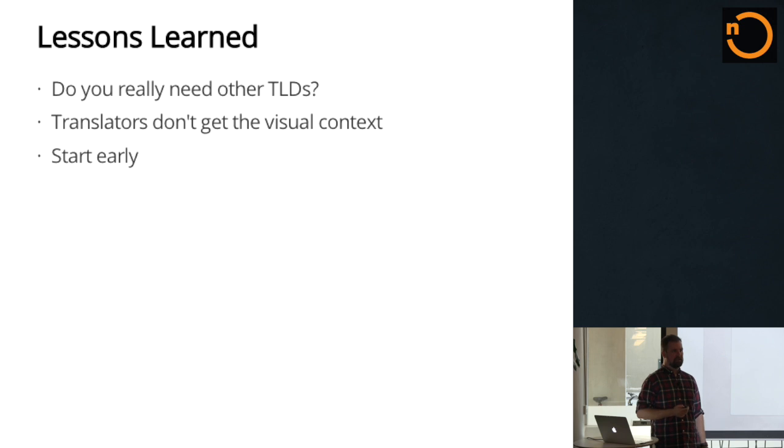The lessons learned: if we had a time machine, I would ask really loudly, do you really need multiple TLDs? I don't know, but if you can get away without doing it, you're going to save a lot of complexity. We also learned that translators don't get the visual context for things. We support free and paid events, and that means we have labels on the site for buttons that say free or paid. In English that's really obvious, looking at the visual context. In other languages where there are many words for free, like libre, free as in freedom versus free as in cost, the translators don't get that. And so that's led to a lot of problems.